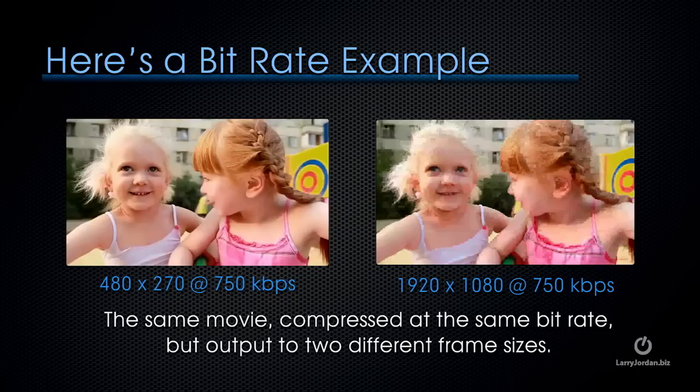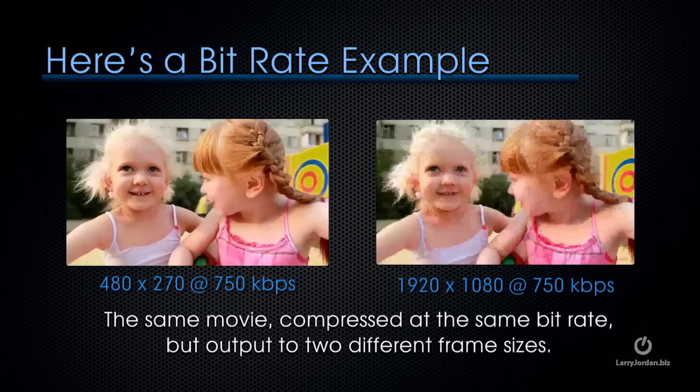Let me give you an example. Here's a 480 by 270 picture on the left. Look at this really closely. Look at the smoothness in the skin tones. Notice the hair, and we can see each individual hair. This file on the left was compressed at 750 kilobits a second, kbps, kilobits per second. The same image on the right, compressed at the same bit rate, 750 kilobits a second.